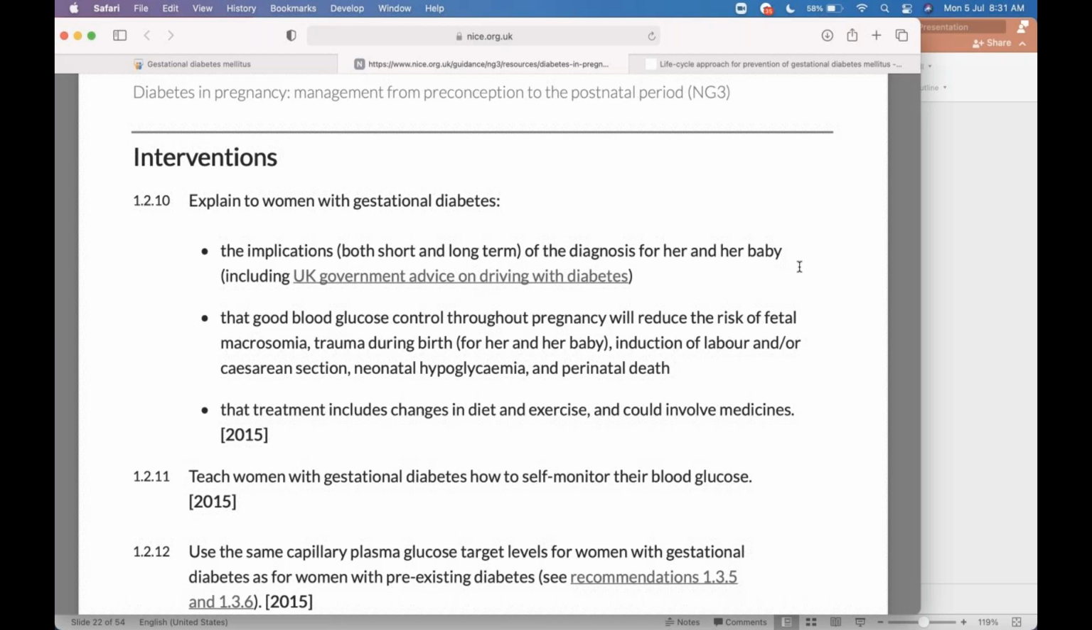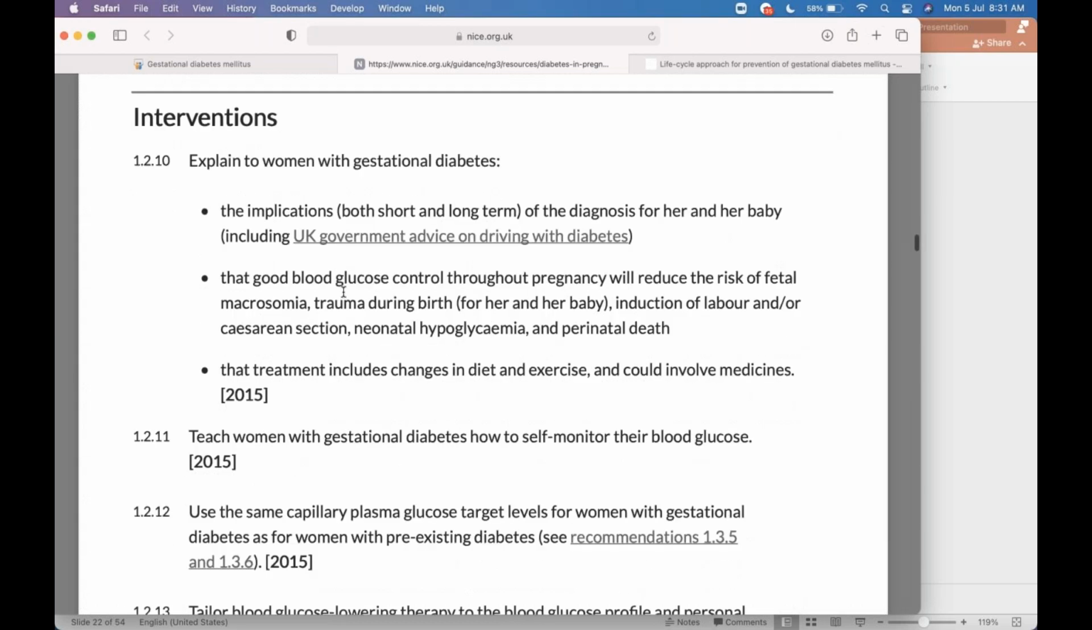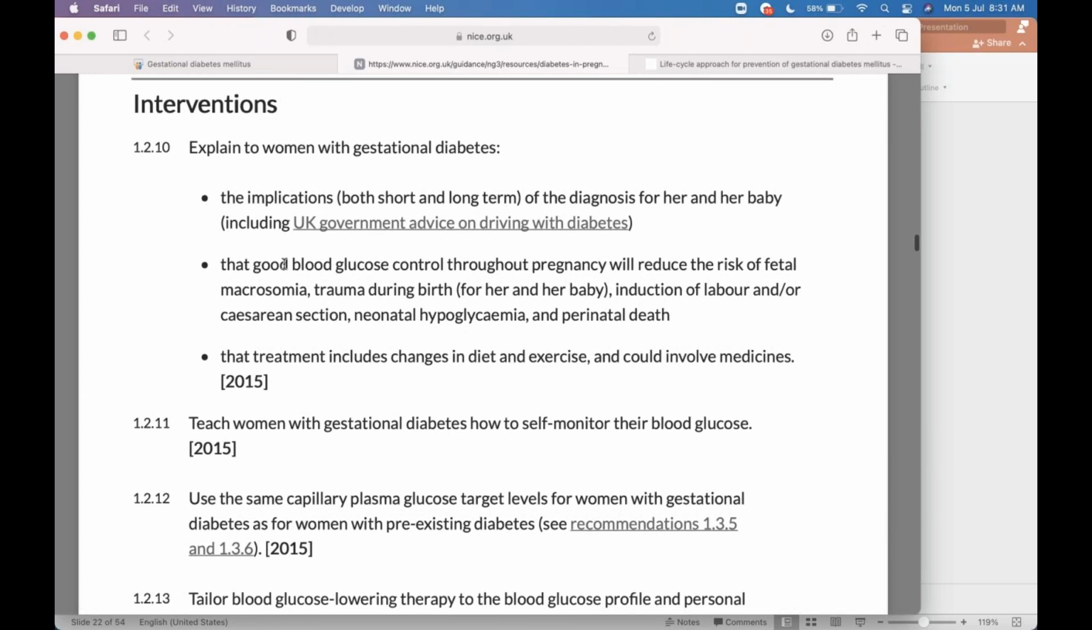And the short term, that the baby will have respiratory problems, and there will be the risk of shoulder dystocia. You will explain everything. Now that good glucose control is required throughout the pregnancy will reduce the risk of these. This is an extremely important statement. Why would you explain to her to have good glucose control?